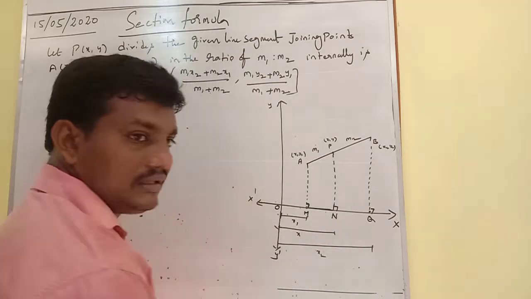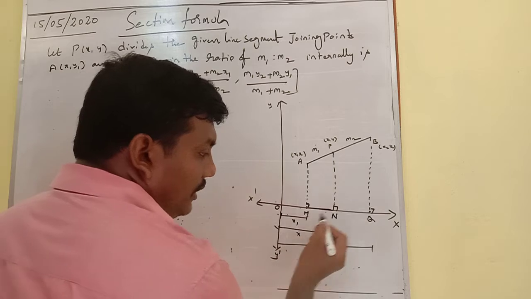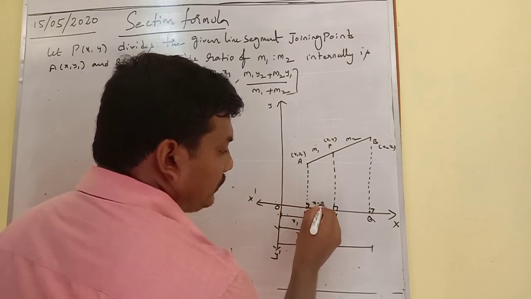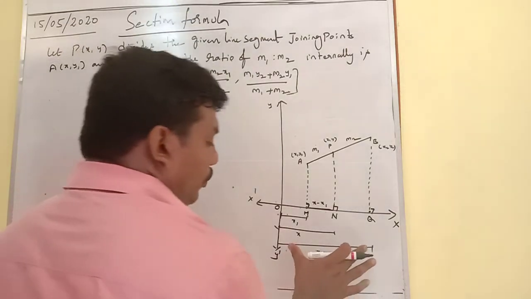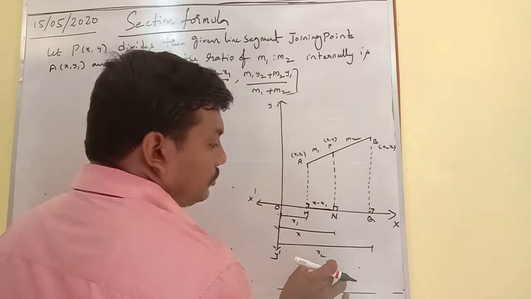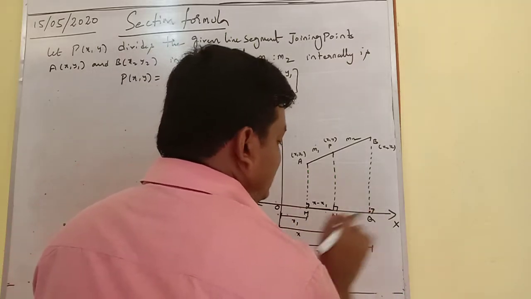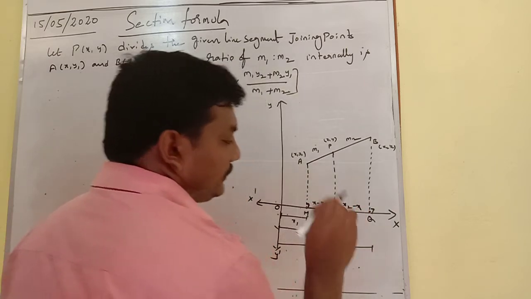Now MN distance, how much? What is the MN distance? So MN distance is equal to total x minus x1, which becomes x minus x1. This is the x minus x1 distance. Now OQ distance is x2, ON distance is x, then what about NQ distance? NQ distance is equal to x2 minus x.